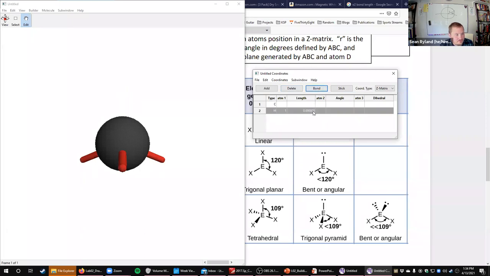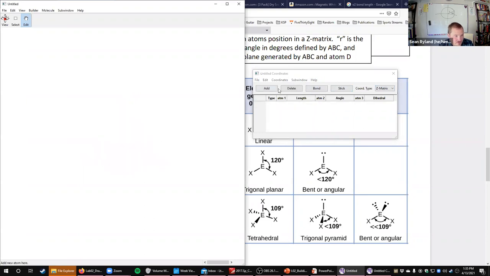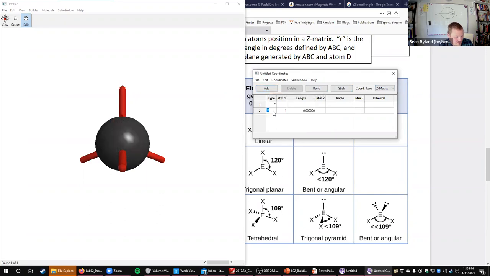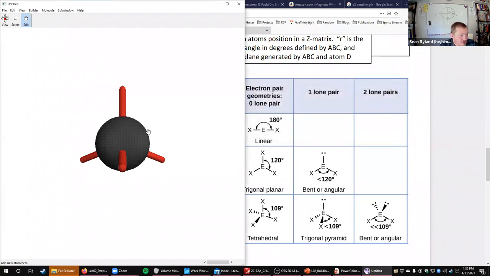Come on. All right, hang on. This has changed slightly. Delete that one too. Start from the beginning. Carbon. Hydrogen. One. Why is it not letting me? Well, this is not what it's supposed to be doing.